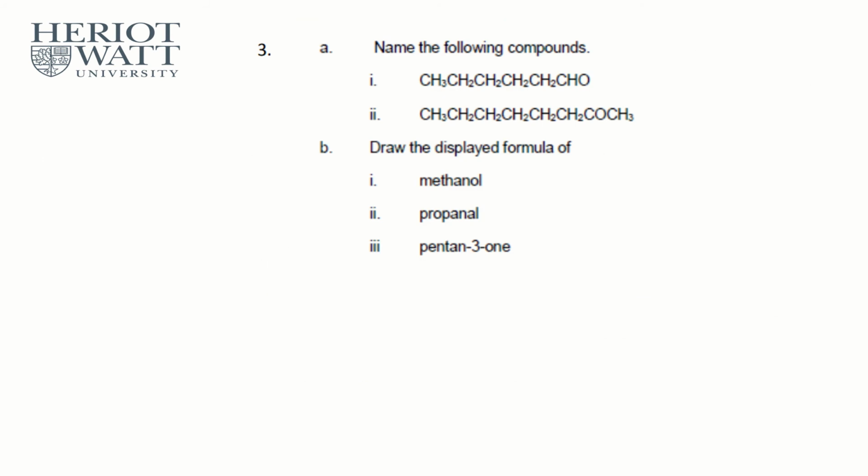Okay, move on to question 3. Now question 3 is just naming and drawing of the structure. So name the following compounds. I'll go through quickly and just count the number of carbons. We have 1, 2, 3, 4, 5, 6. So it's hexanal, an aldehyde. In this case, obviously it's a ketone, and we have 1, 2, 3, 4, 5, 6, 7, 8. So it's octanone, or you can write it as octan-2-one, because the C double bond O carbon is carbon number 2 here.